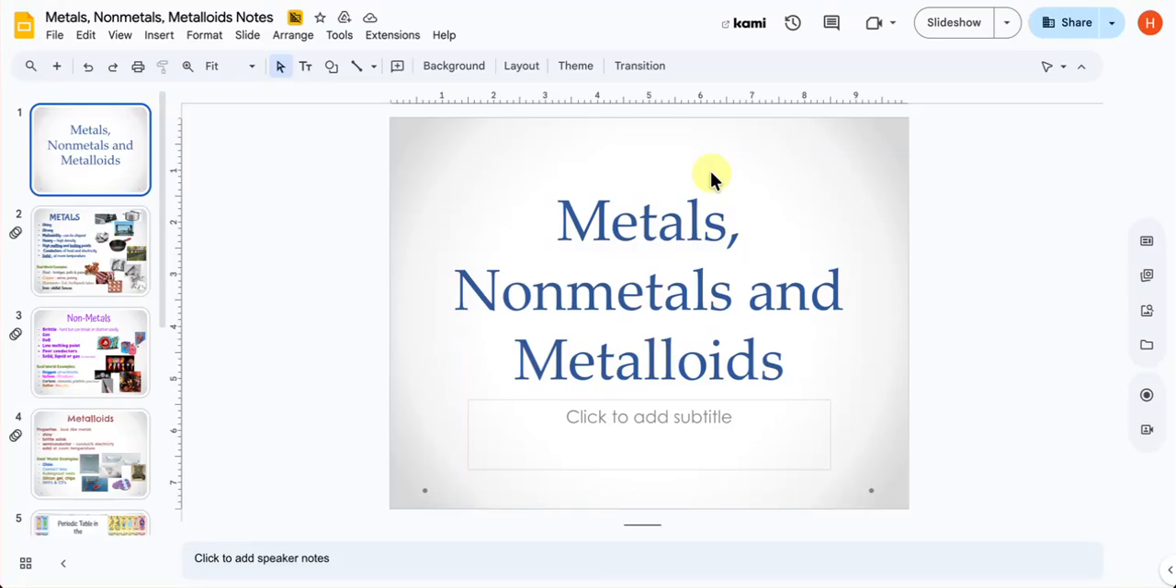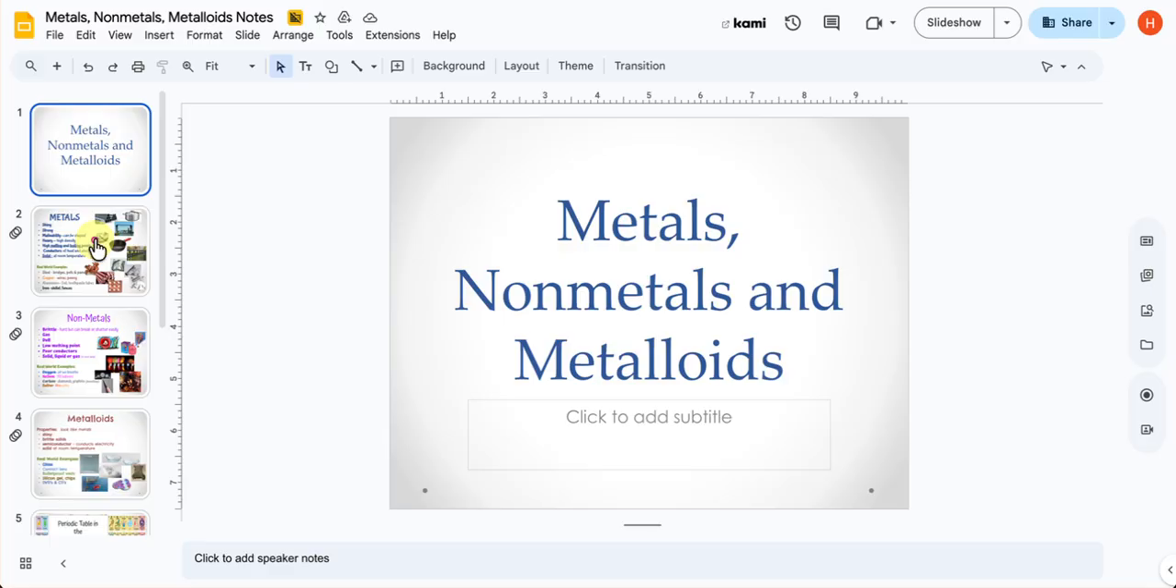Hello, everyone. We're looking today at metals, nonmetals, and metalloids, which is found in assignment 263. This is the slideshow where you're going to get all the information that you need when you fill out the chart and the accompanying Google Doc, which I think I'm going to have set up through Cami.